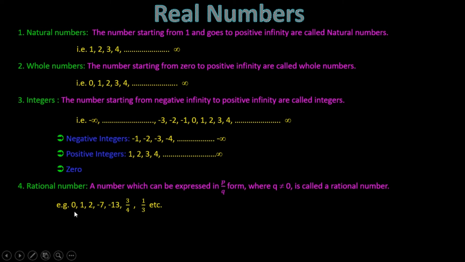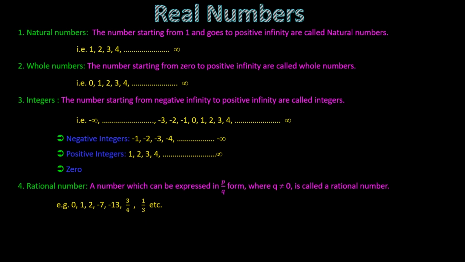Examples of rational numbers are 0, 1, 2, which are natural numbers, whole numbers, integers, and the main thing, fractions. We can express all of these, 1, 2, minus 7, minus 13, as fractions in p by q form. So 3 by 4, 1 by 3, these are all rational numbers.